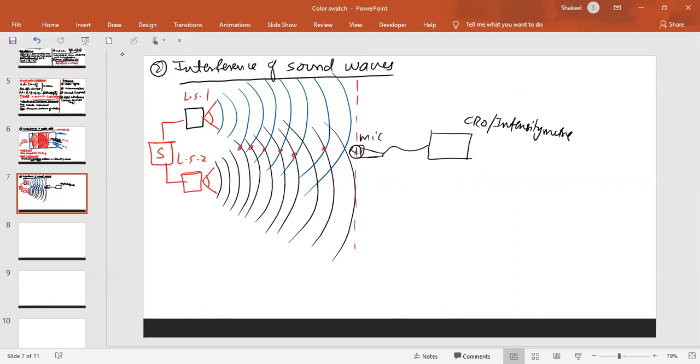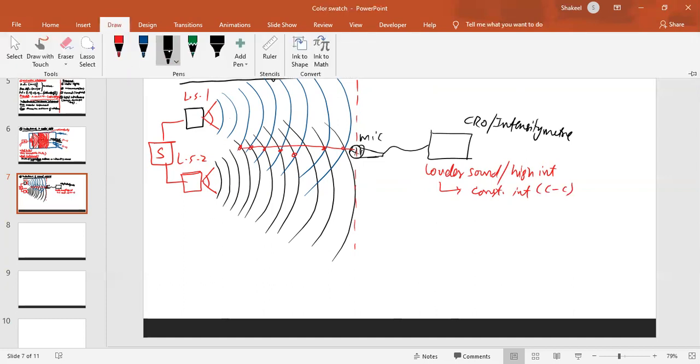So what will happen is that at the point where the crests of both the waves are meeting, like this point, like this point, at this point the louder sound will be heard. So louder sound or high intensity. If high intensity is there, it will account for constructive interference, like crest of one wave falling on the crest of the other.